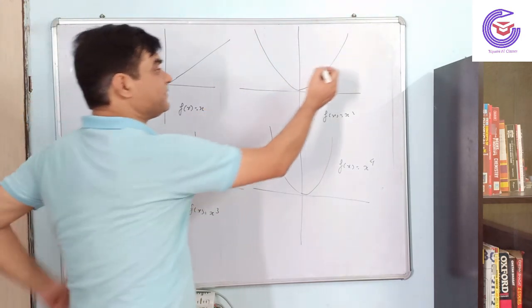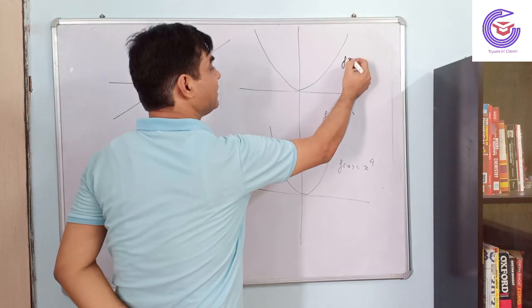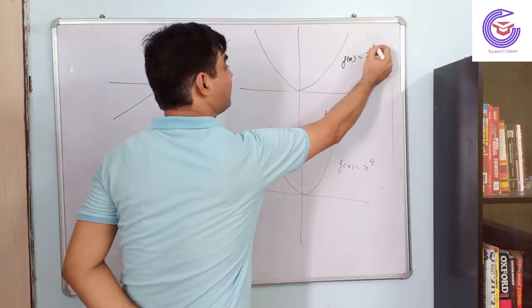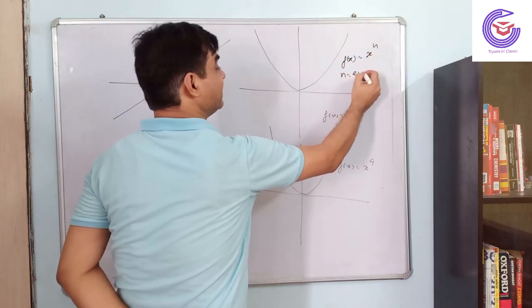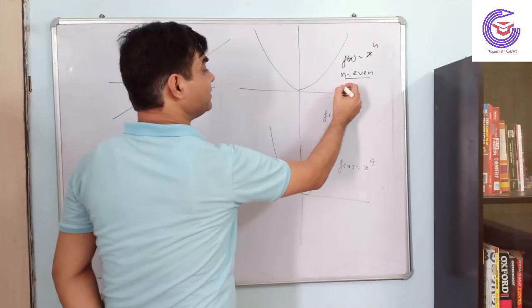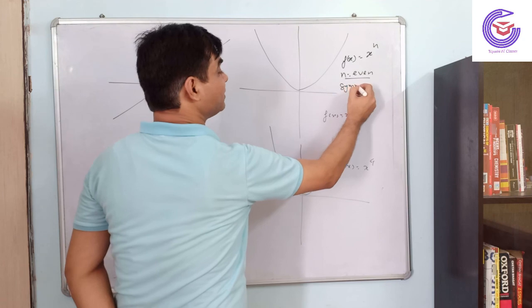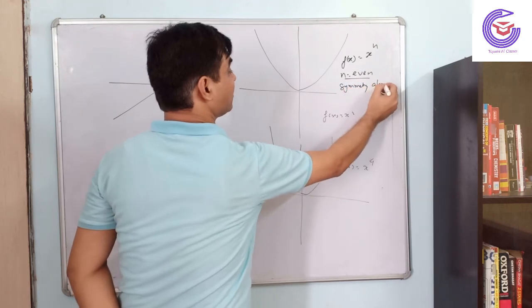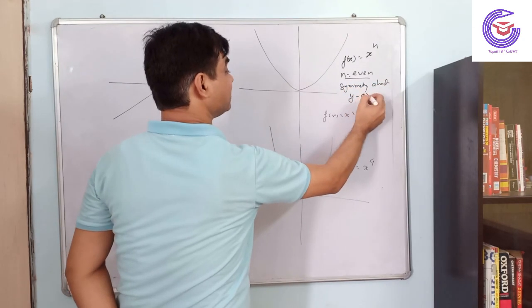So if the function is in the form of f(x) is equal to x to the power n and n is even, you are getting symmetry about the y-axis.